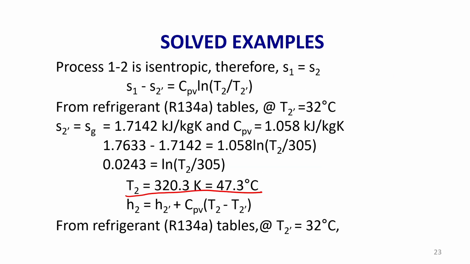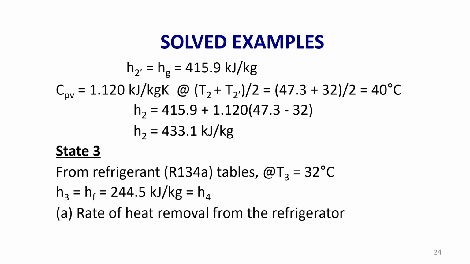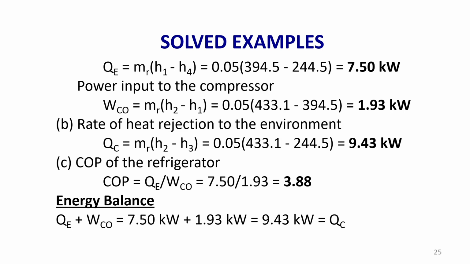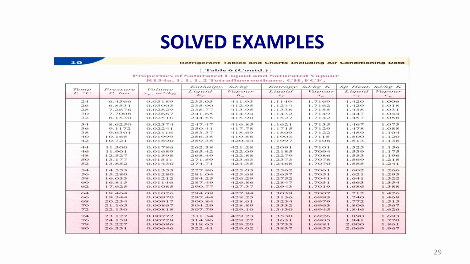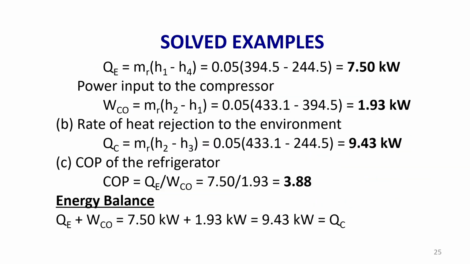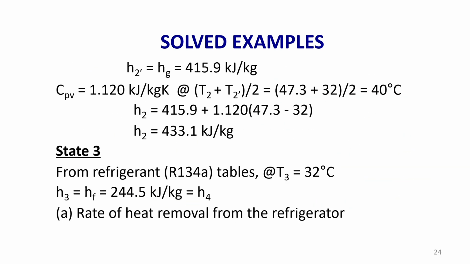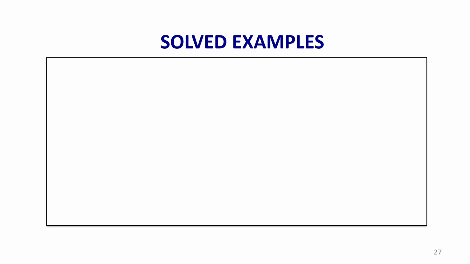Now the procedure is the same. State 3 liquid enthalpy is 244.5 corresponding to 32 degrees. How to find it? This is R134a, this is the table, liquid enthalpy 244.5, no change. This is similar to the base case, not the previous problem. If it is subcooling, we have to find out the subcooled enthalpy. If you substitute the values, we will get the result.